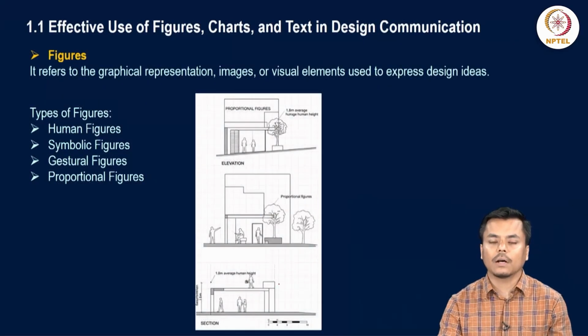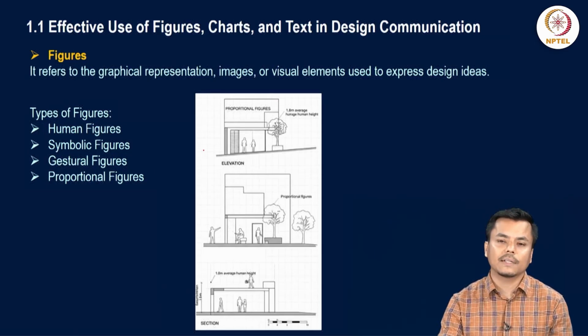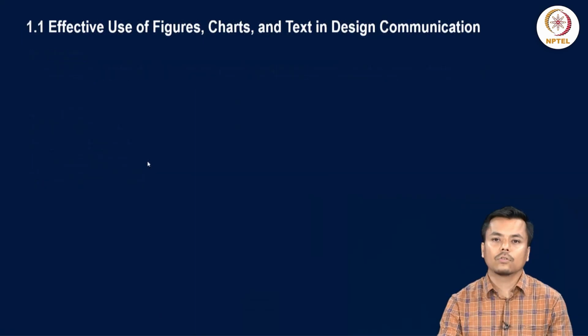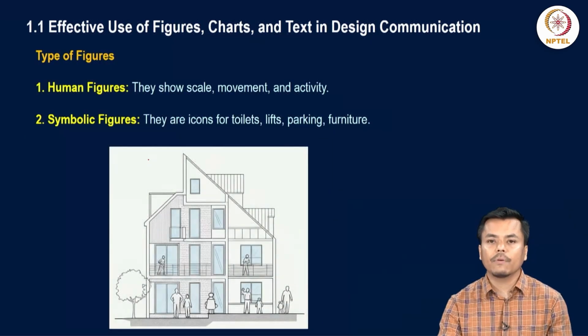So now let us look one by one. The first aspect to be noted is about figures. It refers to the graphical representation, images or visual elements that are used to express the design ideas. In case of figures, there are multiple sets of drawings that are used. First is human figure, symbolic figure, gestural figure and the proportional figures. To understand the types of figures one by one, we will first look into the human figures. What are they? They show scale, movement and activity.